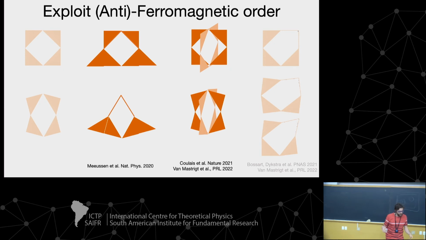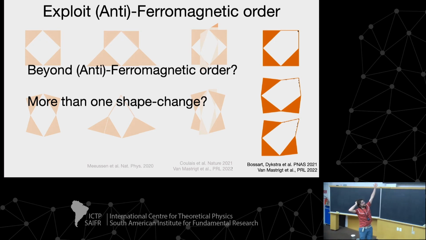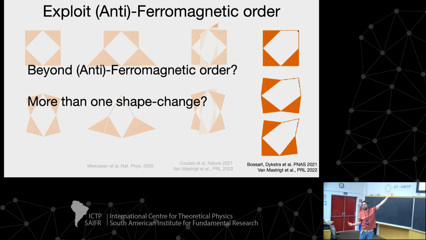So the questions I want to ask are: can we go beyond this antiferromagnetic order, to something slightly different, beyond the Ising universality class? And conversely, on the design side, can we get more than one shape change? To do this, the idea is to use our understanding of Maxwell-Calladine counting. You count degrees of freedom and constraints. You find N0 is 1. But if you remove one bar, you get N0 is 2. So you have 2 floppy modes.